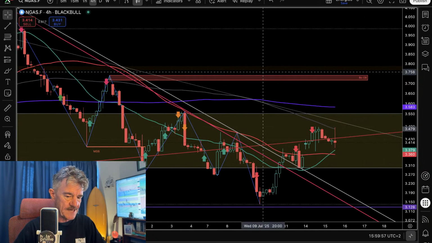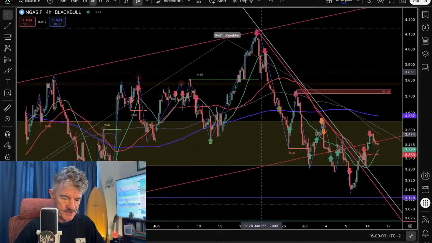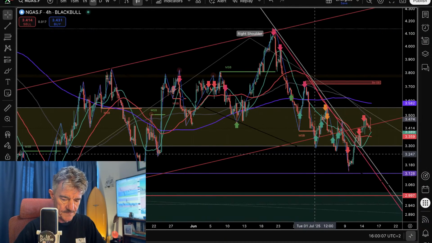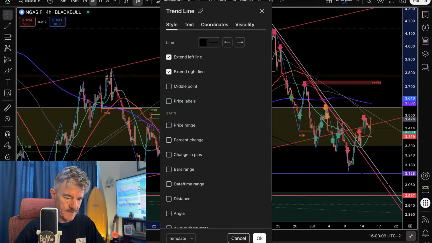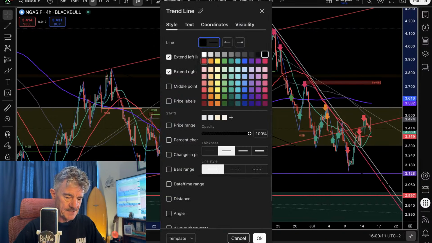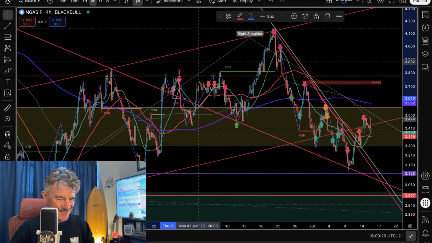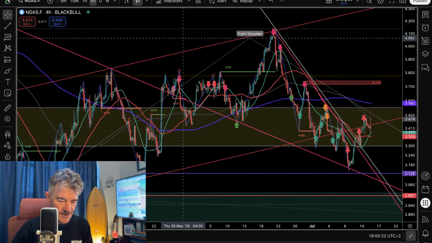And this is the natural gas 4-hour chart here at Black Bull, the broker I've just been talking about. And essentially, I hope I can find it all on this chart because I've changed all my line colors and I've gone dark mode. There's a missing line. That's what I was looking for. The black lines have vanished because the background's black. So there we go, falling wedge.